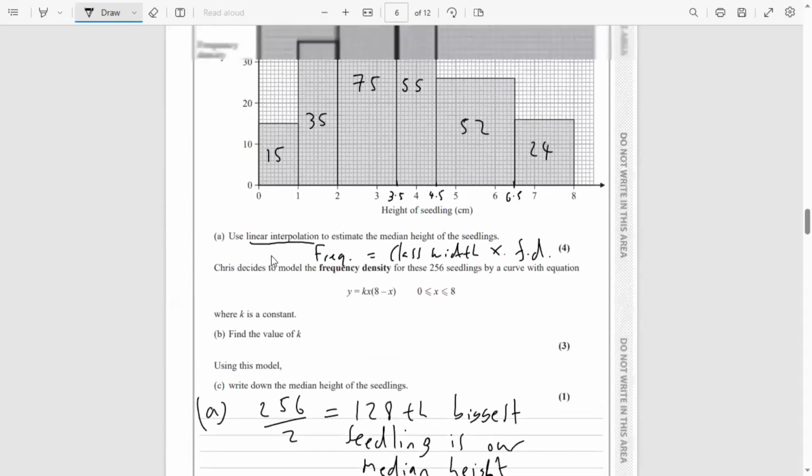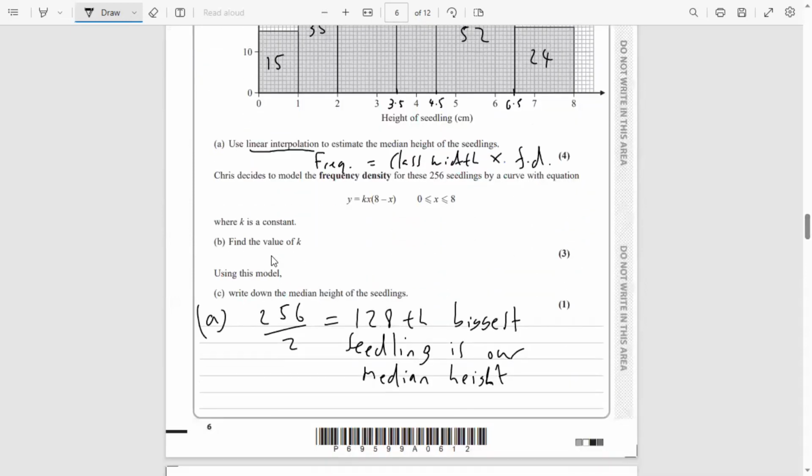That's how you do linear interpolation, but that's obviously not the integration part of the question. The next 2 parts are going to be integration. So this is the interesting part that most of you are here to watch probably. So now Chris decides to model the frequency density for these 256 seedlings by a curve with the equation y equals kx times by 8 minus x, where x is between 0 and 8.